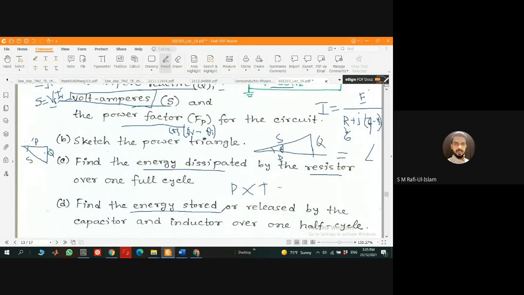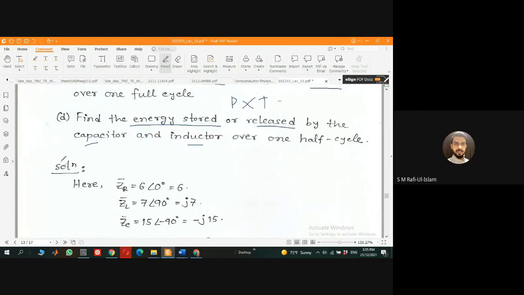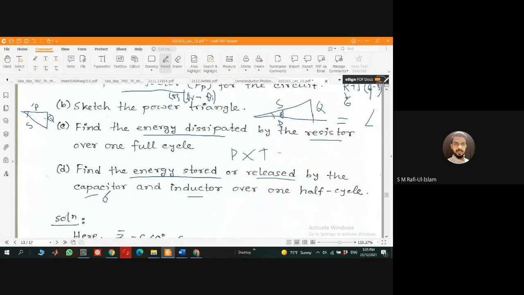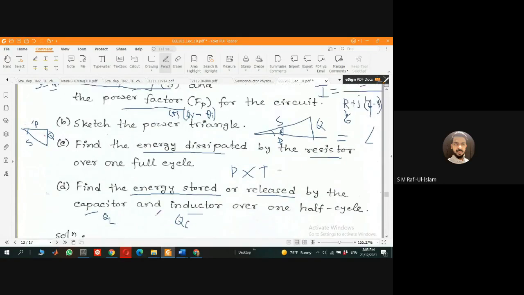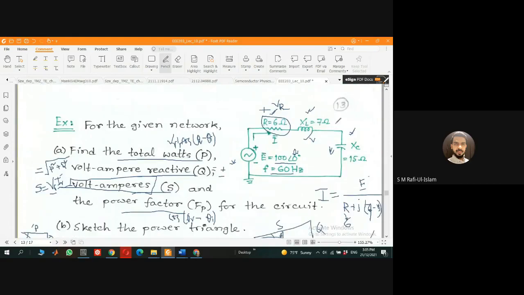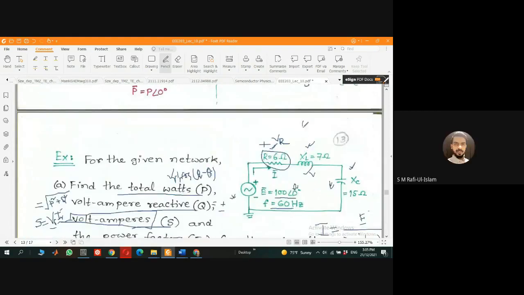Now they said to find the energy stored or released by the capacitor and inductor. We know the formula for QL, right? And we know the formula for QC, right? Can we calculate QL and QC? Yes, sir. The XL is given, right? What is QL?